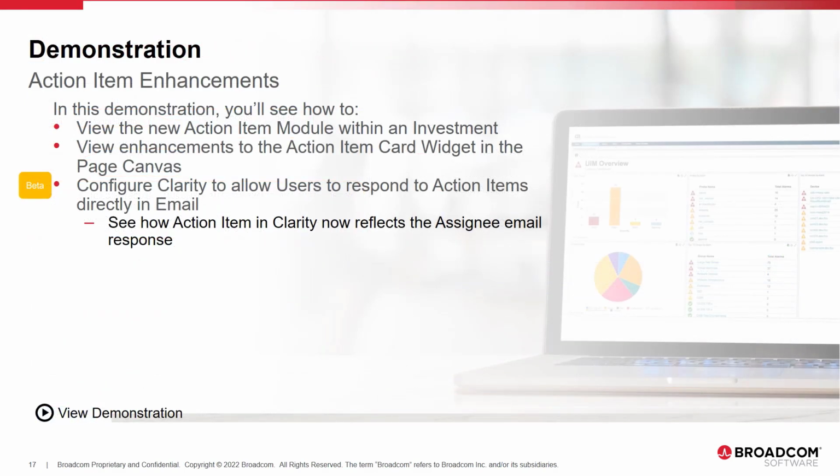We have now reached the demonstration portion for this supportability training. The first thing that I'm going to show you is how to activate and view the new action item module within an investment. Next, we're going to take a look at some of the enhancements in the action item card widget on the page canvas. And lastly, we're going to walk through the configuration that will enable Clarity users to respond to action items directly in email and look at what happens when the assignees respond.